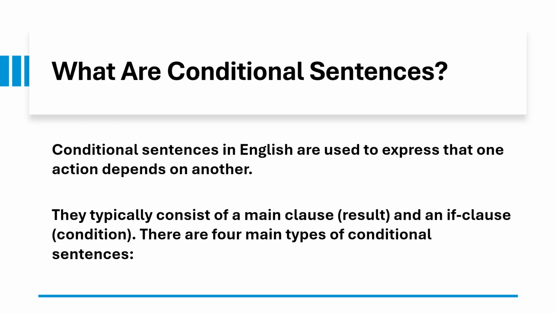What are conditional sentences? Conditional sentences in English are used to express that one action depends on another. They typically consist of a main clause, the result, and an if clause, the condition. These sentences express conditions that are required to be followed in order to achieve the desired end results.